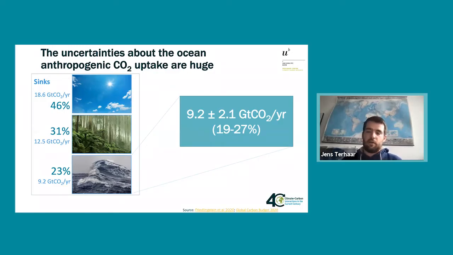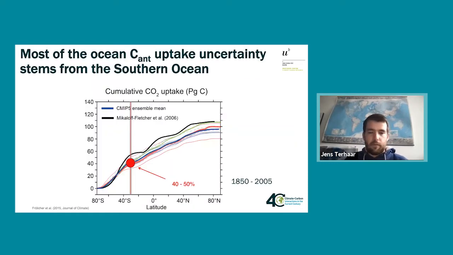But to do so, we first looked at where most of these uncertainties of the ocean CO2 uptake lie. On this plot, what you see is the cumulative CO2 uptake until 2005 in CMIP models as the colored lines, the dark blue line is the CMIP5 ensemble, and the black line is the observations. The cumulative uptake is integrated from south to north, so it's cumulative over the different latitudes.